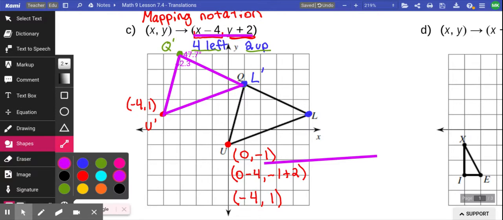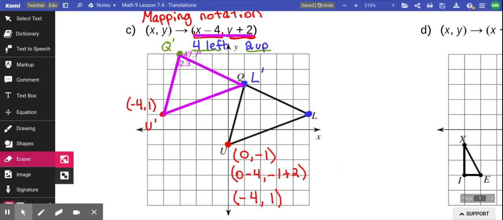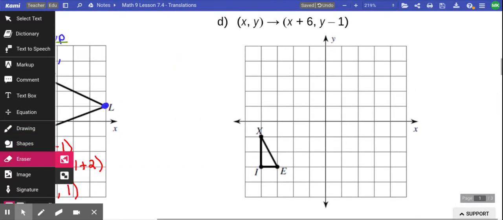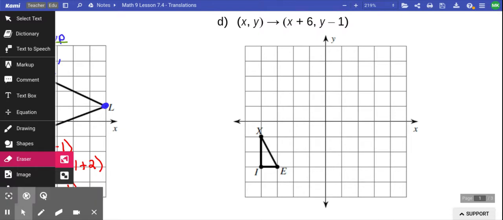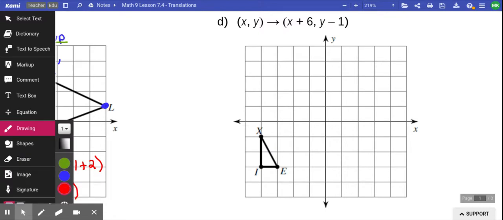Cool. If you want to look at question D over here, I would like you to try that on your own. So this is a mapping notation question. Try to take that shape and move it, and then unpause the video and see if you did it right. Okay, so to do this question effectively, you have to understand what this mapping notation means.